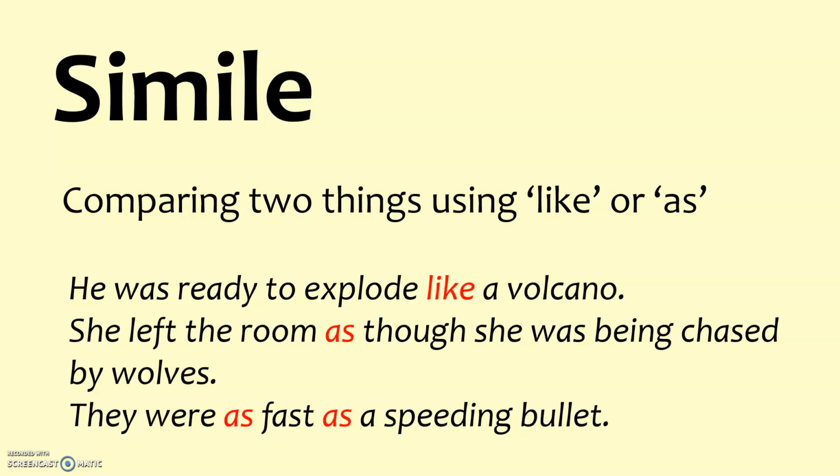A simile, comparing two things using like or as are the key words there. So three examples for you. He was ready to explode like a volcano. She left the room as though she were being chased by wolves. And they were as fast as a speeding bullet. All of those give, when you're writing or reading, you can picture what something is like because it's making that comparison for you. So that's what's different about a metaphor. It's saying it's similar to when it uses like or as.